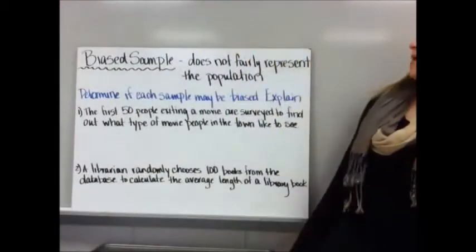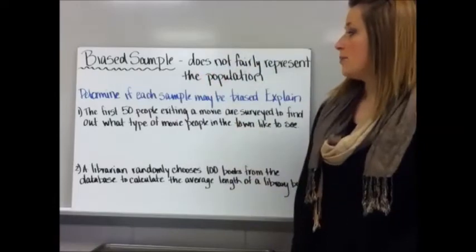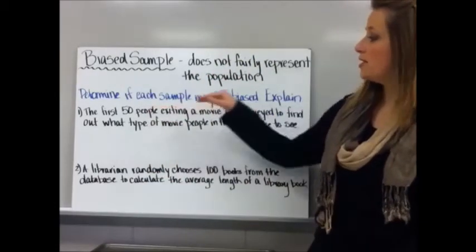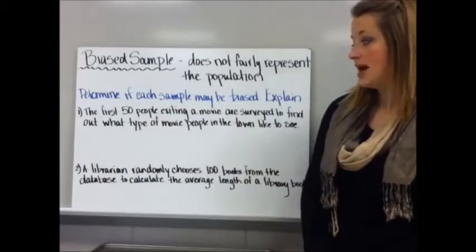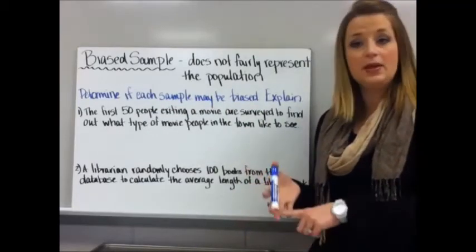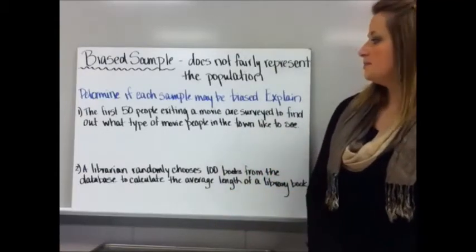Next, let's talk about a biased sample. Bias means that it does not fairly represent the entire population. So here's a couple of samples, and we're going to determine if each sample may be biased and explain that. You're going to see a correlation between a convenient sample and bias, and a random sample eliminates bias.